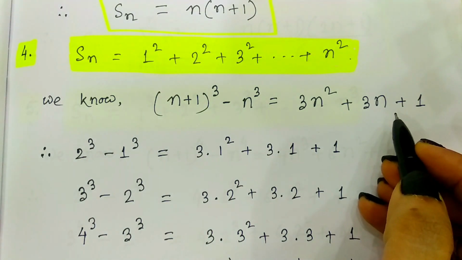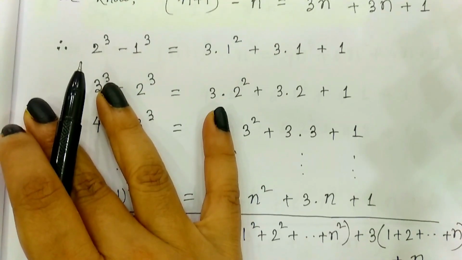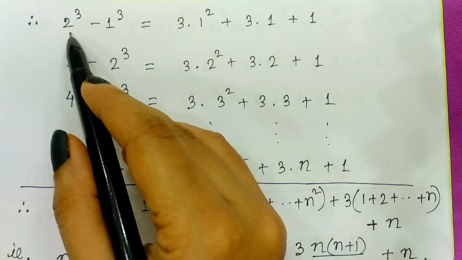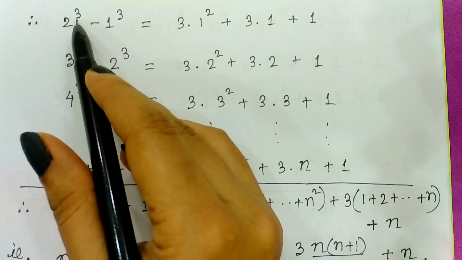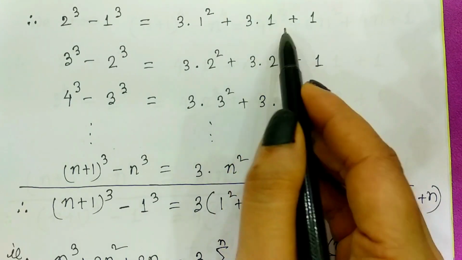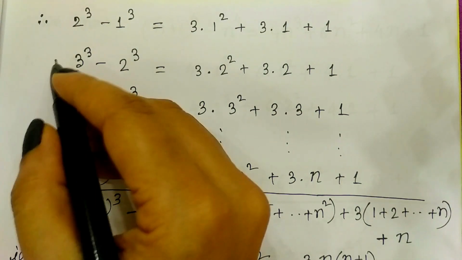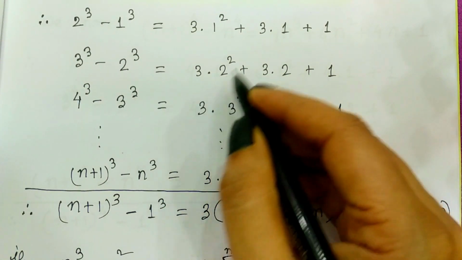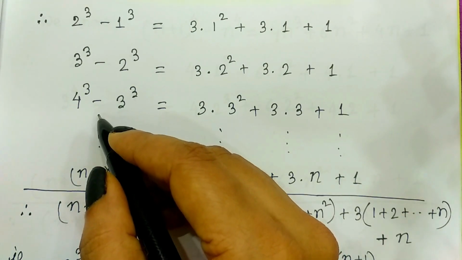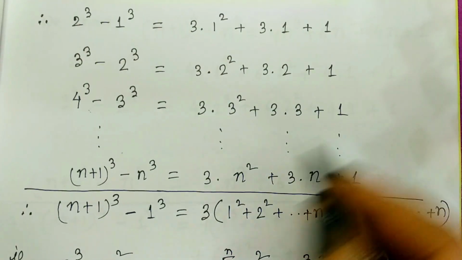Now if we substitute n equals 1, 2, 3 respectively in this entire expression, what will we find? If we substitute n equals 1, then it becomes (1 plus 1), that is 2, whole cube minus 1 cube, equals 3 into 1 square plus 3 into 1 plus 1. If we substitute n equals 2, then it is 3 cube minus 2 cube equals 3 into 2 square plus 3 into 2 plus 1. Likewise, if we substitute n equals 3, we find 4 cube minus 3 cube equals 3 into 3 square plus 3 into 3 plus 1. In this way, this is the nth term.